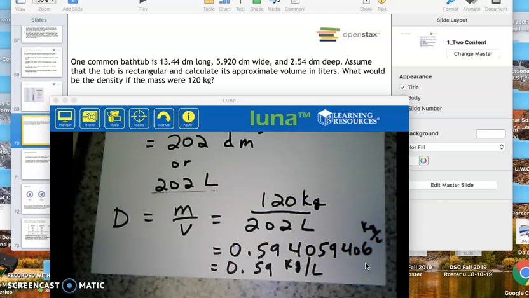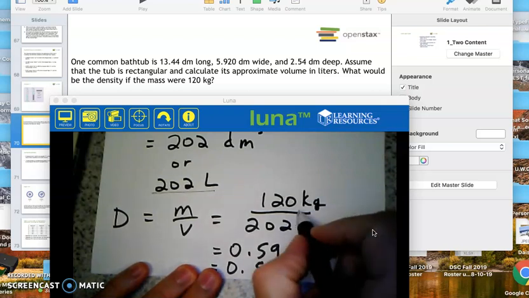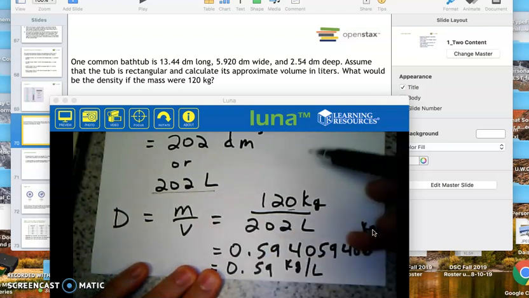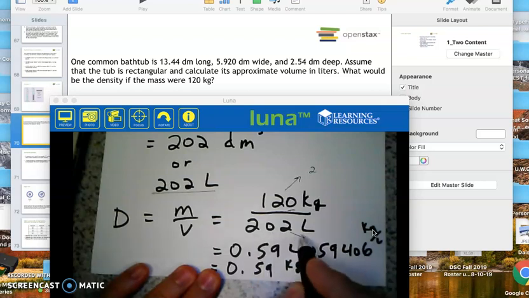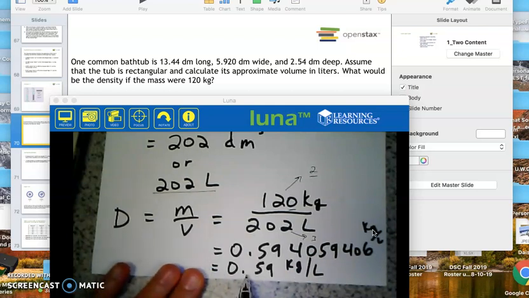We have to round it using our rules for significant figures. Because I'm dividing here, the rule for when you multiply or divide is to use the least number of significant figures. So here we have two significant figures for 120. This is a leading zero, it's to the left of the decimal place, so there's only two significant figures here. For this number, there's three significant figures. This is a sandwich zero, so there's three there, and so our final answer should only have two significant figures, and so our final answer would be 0.59 kilograms per liter for the density of our bathtub.